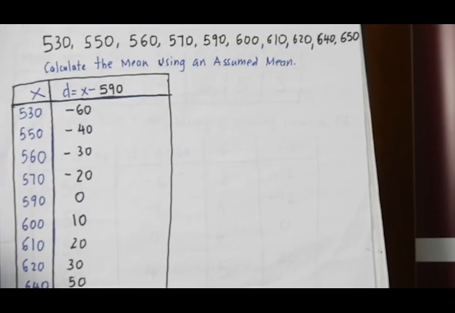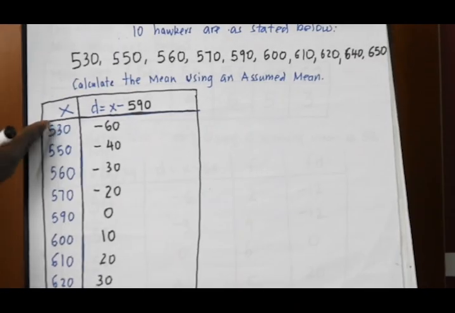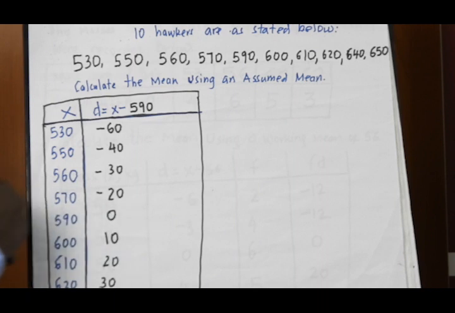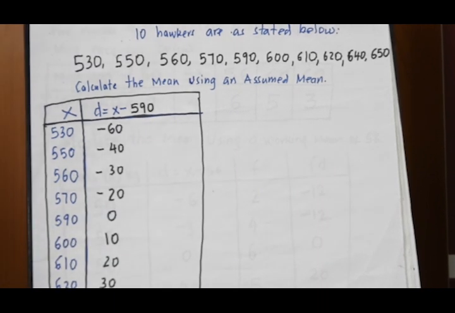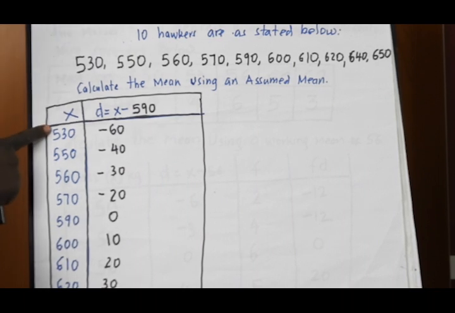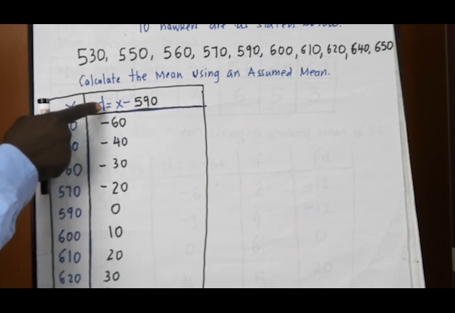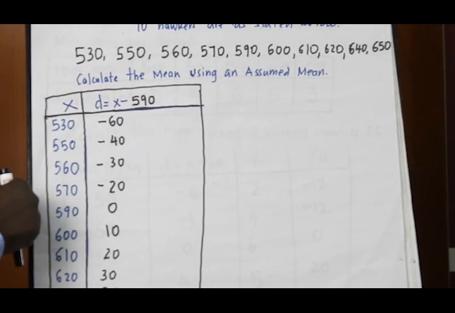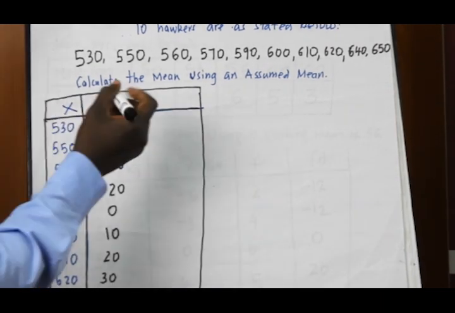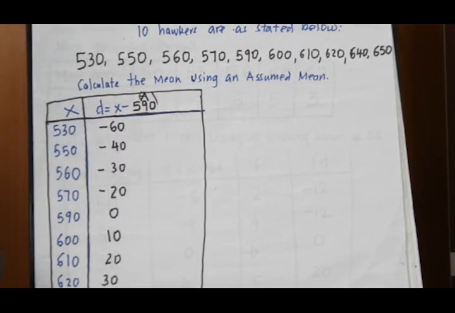Then we subtract a constant, preferably a number that's in between 530 and 650. The number I preferred in this case is 590. You're free to use any other number, but I prefer to use 590. So I'll take my data, which is 530, and so on. Then I get deviations. What I'm calling D are deviations from the X. So X minus A, where 590 is my assumed mean. I'm assuming 590 is my assumed mean.